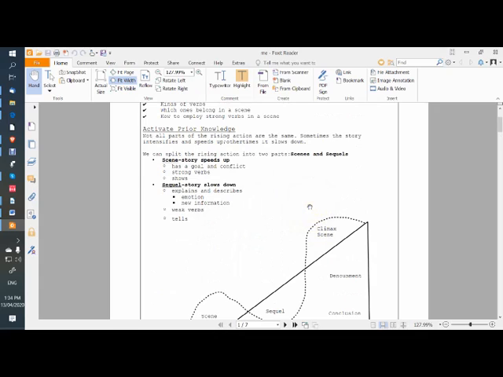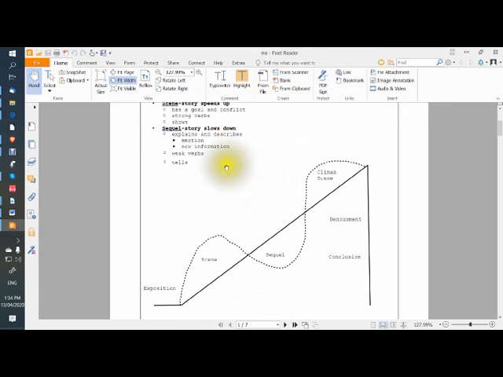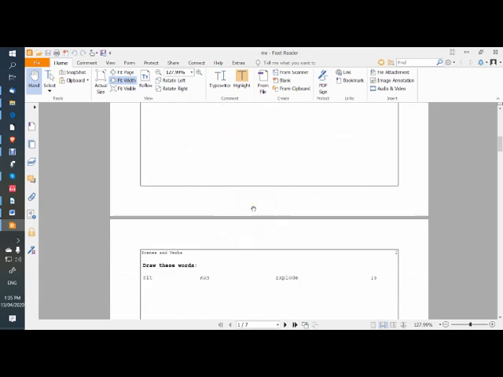So remember, a scene is where the story speeds up, it has a goal and a conflict, it has strong verbs, and it shows. Then the sequel is where the story slows down. So it explains and describes, it has emotion and new information, it has weak verbs, and it has tells. So in this lesson, we'll focus on the scene and the verbs that you use in the scene.